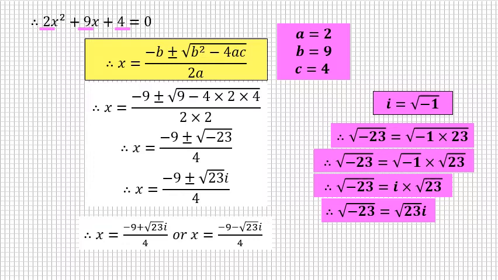If the question asks you to write your final answer in the form a plus bi, you then just need to split that denominator of 4 between the two terms. In other words, your first answer would be x equals minus 9 over 4 plus root 23 i over 4, or x equals minus 9 over 4 minus root 23 i over 4.